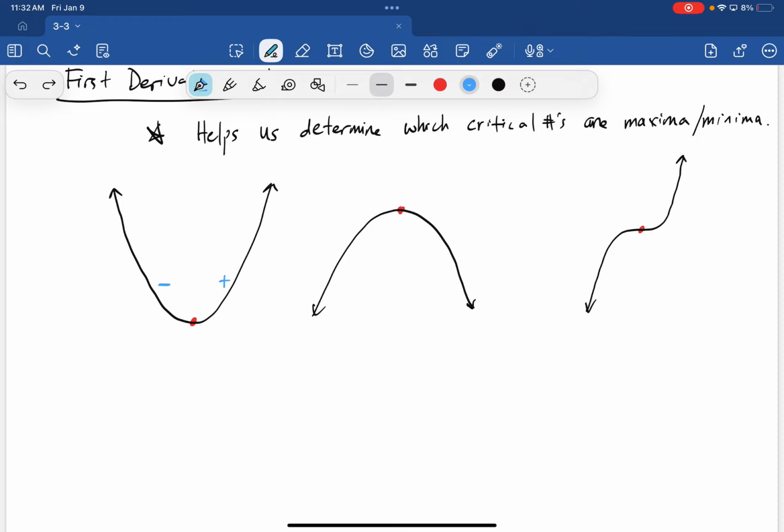And so if we were to calculate the derivative of this function, it would be negative on the left side and then positive on the right side. That makes sense? On the other hand, for a maximum, the derivative is always going to be positive on the left side and negative on the right side. So for the maximum, it's always going to be increasing on the left side, which means the derivative is positive, and then negative on the right side, where it's decreasing.